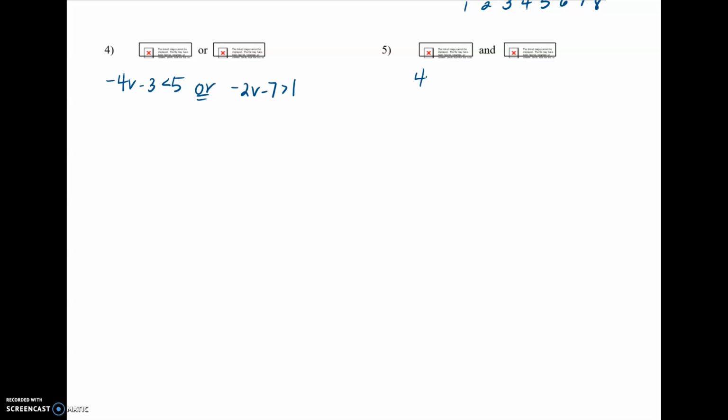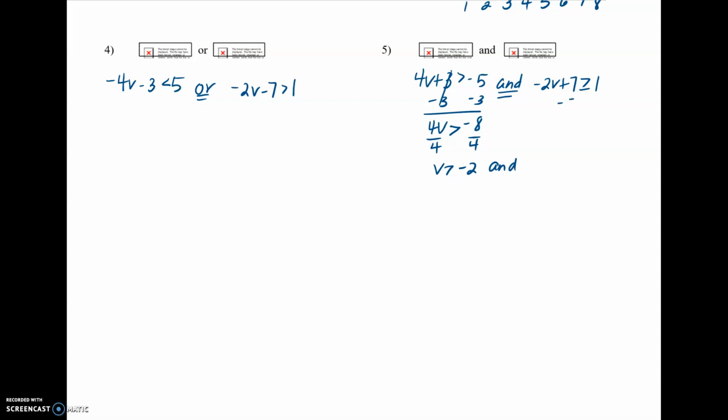Number 5 we'll do together. 4v plus 3 is greater than negative 5. The and is written out again. Negative 2v plus 7 is greater than or equal to 1. I'm going to solve the left one in terms of v by subtracting 3. I get 4v is greater than negative 8. Divide by 4. V is greater than negative 2.